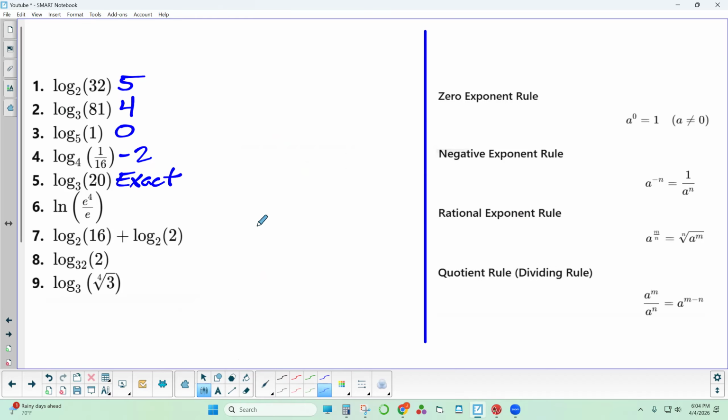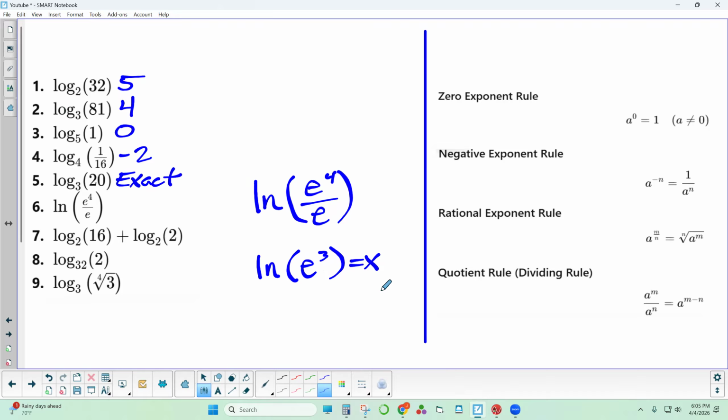Okay, number 6, natural log of e to the fourth over e. Here we want to refer to the quotient rule, which says if you divide the same base, you subtract the exponents. So this can be rewritten as natural log of e to the third. Now set that equal to x, and let's rewrite this.